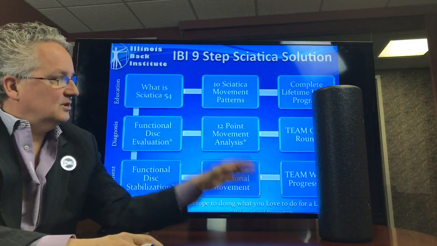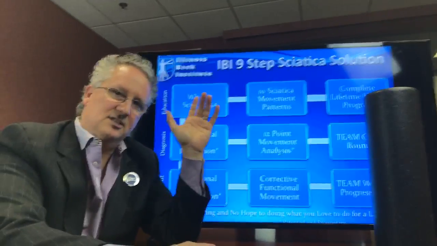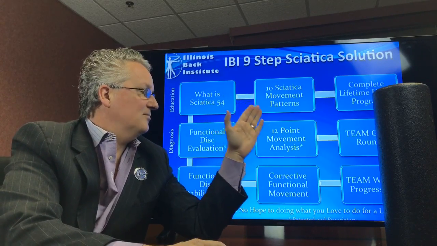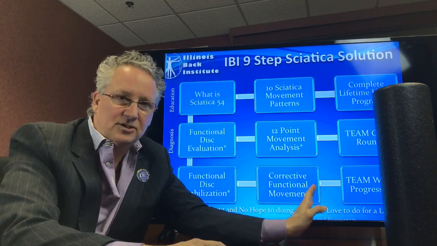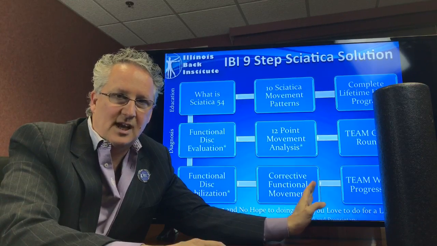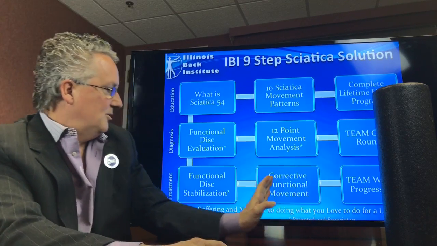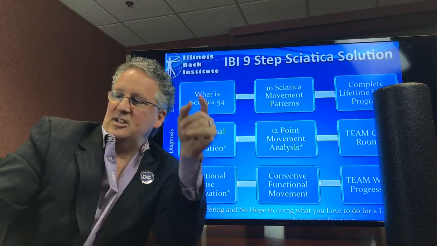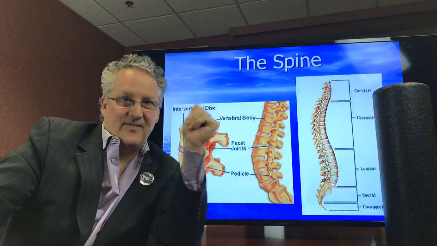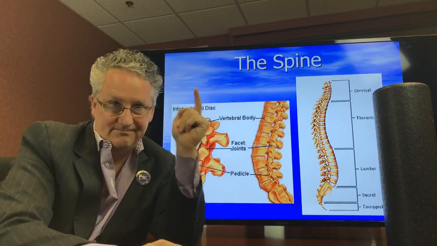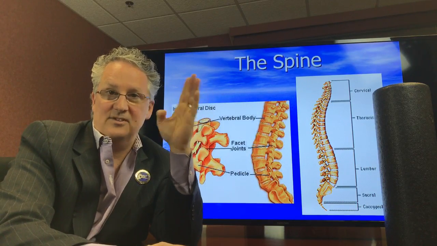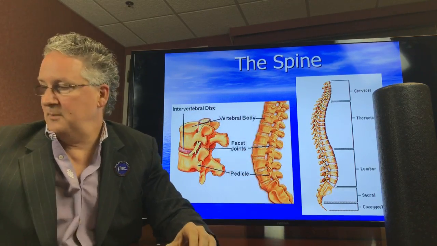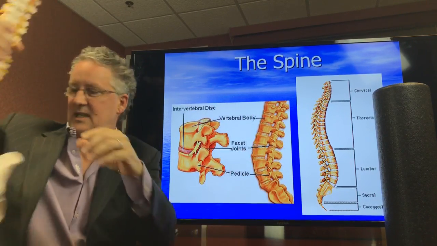So we've identified over the years that there's a 9-step strategy, and part of the 9-step strategy is corrective functional movements. This is one of our steps. A big part of what we do is we treat the disc. There are 6 different reasons, 5 main reasons and 1 fairly common reason for sciatica. Most of the reasons for sciatica really are the pinching of the nerve in the disc.